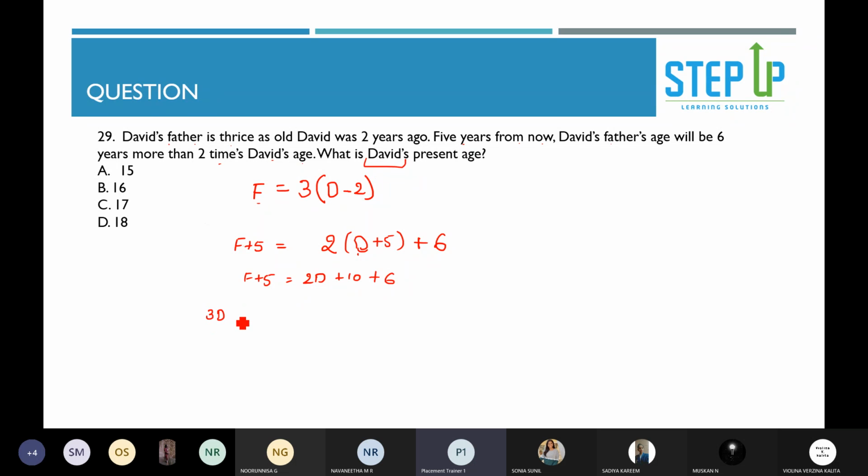So I'll write 3D minus 6 plus 5 is equal to 2D plus 10 plus 6. So 3D minus D, and minus 6 plus 5 will be minus 1. Taking minus 1 this side will be 17. So D is equal to what? 17 years. So this will be your answer.